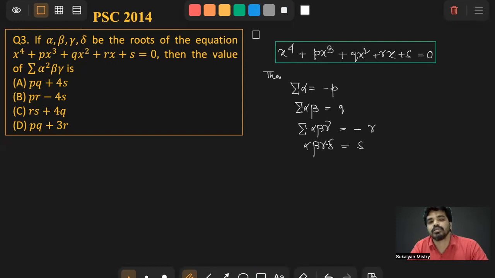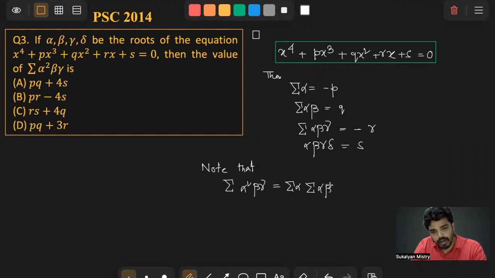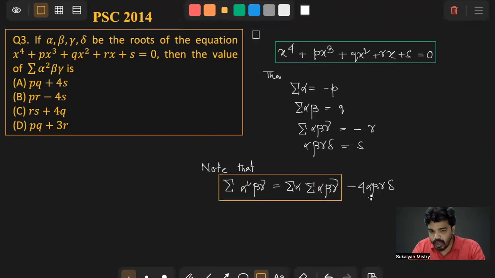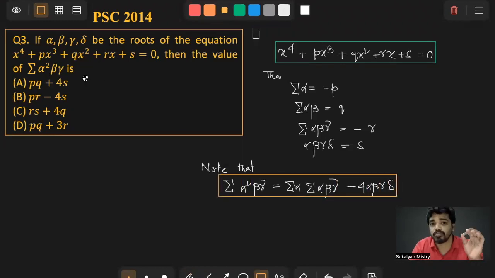Okay. Note that, you know, what is the short trick? Summation alpha square beta gamma equals summation alpha into summation alpha beta gamma minus 4 alpha beta gamma delta. So this is the trick. You have to remember this result. This problem is from symmetric functions. Summation alpha square beta equals summation alpha into summation alpha beta gamma minus 4 alpha beta gamma delta.